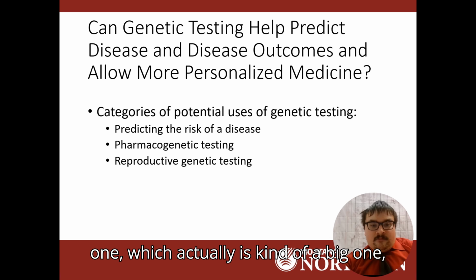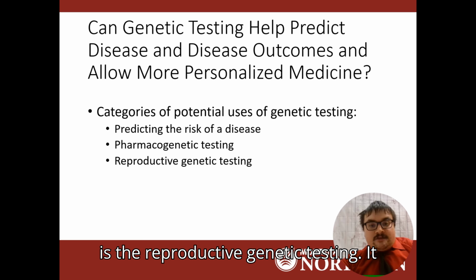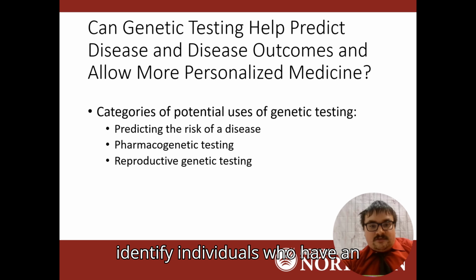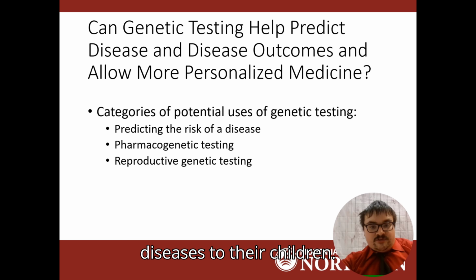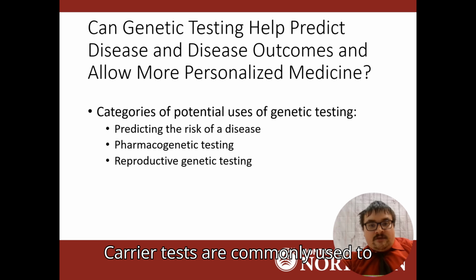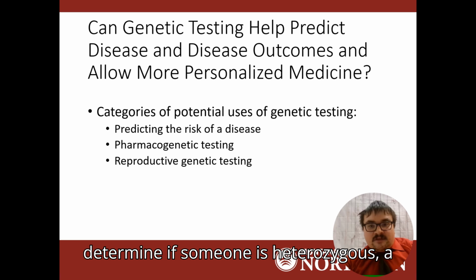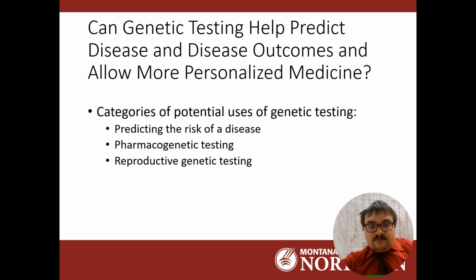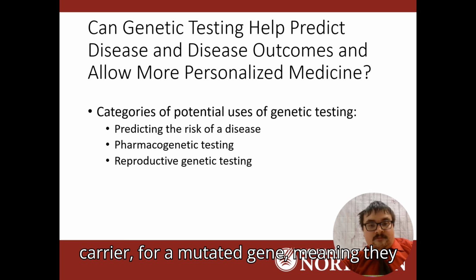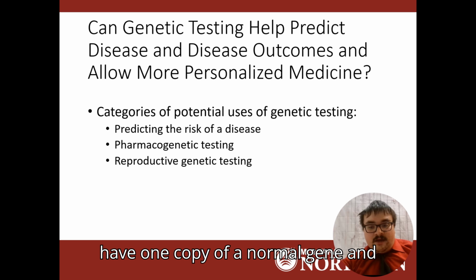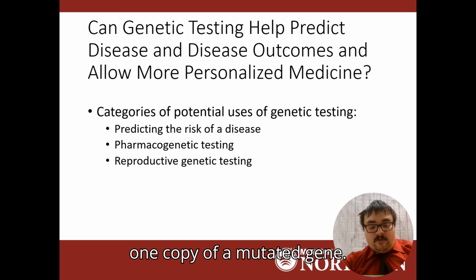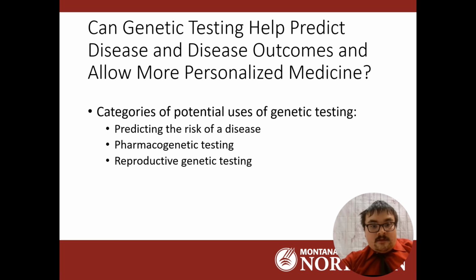And our third one, which actually is kind of a big one, is the reproductive genetic testing. And it's a form of testing that looks to identify individuals who have an increased risk of passing on genetic diseases to their children. Carrier tests are commonly used to determine if someone is heterozygous, a carrier, for a mutated gene, meaning they have one copy of a normal gene and one copy of a mutated gene.